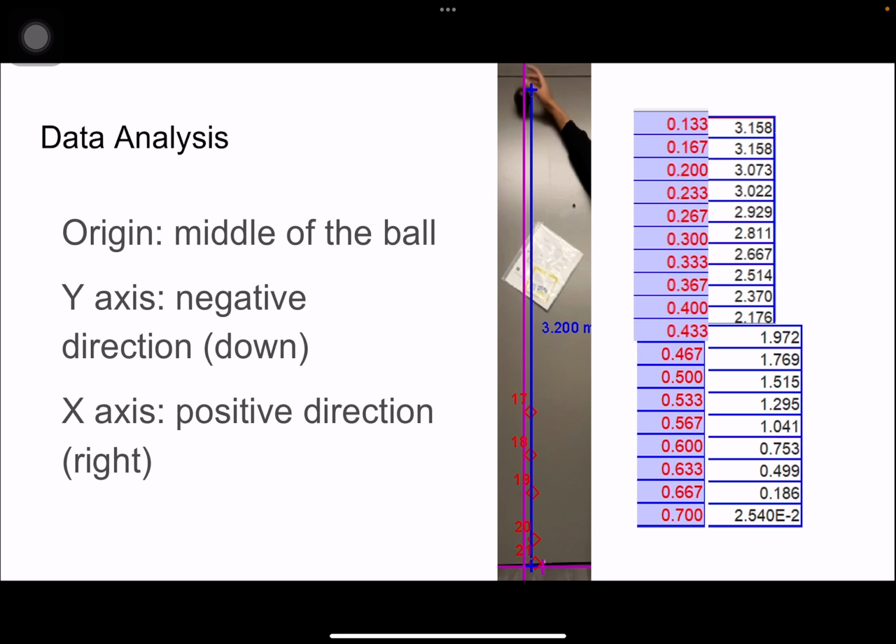So as you look at the data, I set the origin at the middle of the ball, and the y-axis is negative going downwards because I dropped the ball from 3.2 all the way down to 0. And the x-axis is in a positive direction. And as you can see in my data, it's going from approximately 3.2 all the way down to 0.